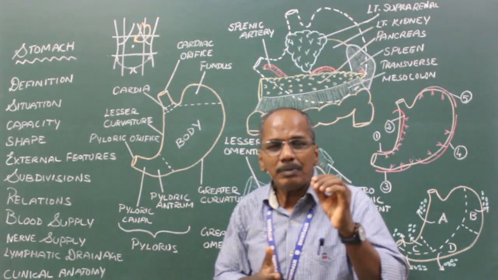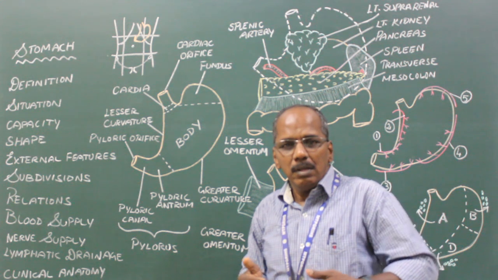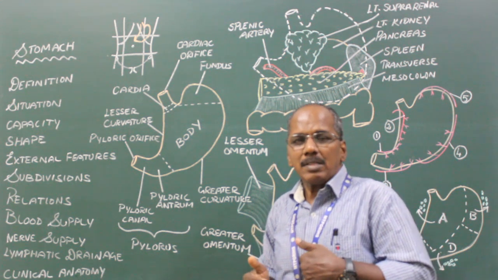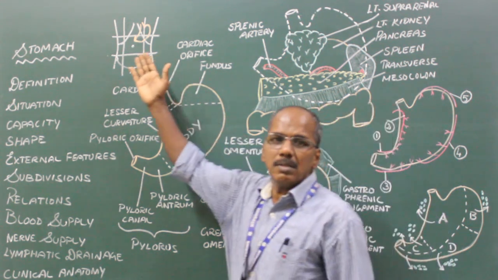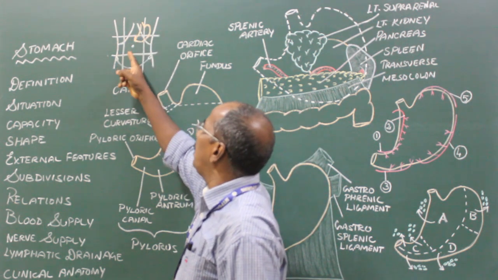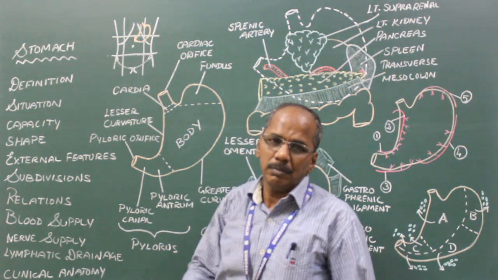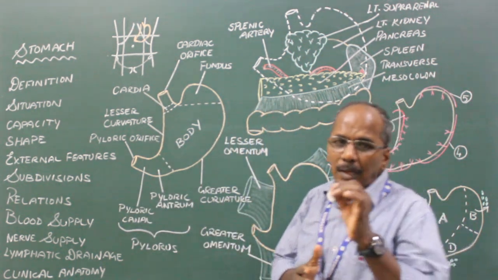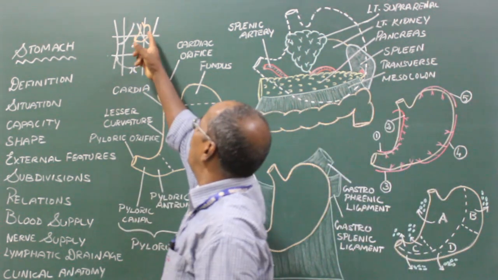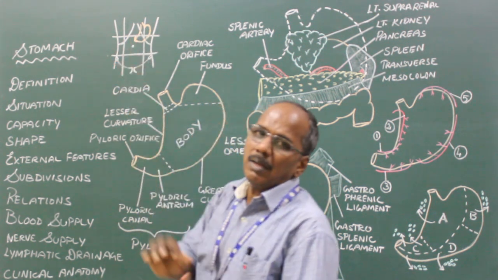Situation. It is mainly situated in the left hypochondrium and extends into umbilical and epigastric region. See, these are the 9 regions of the abdomen. This is the epigastric region, this is the umbilical region, this is the left hypochondrium. So the stomach is mainly situated in the left hypochondrium and extends into the epigastric and umbilical region.